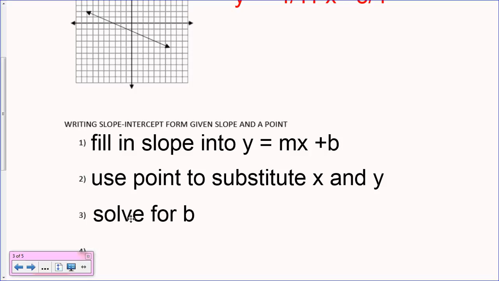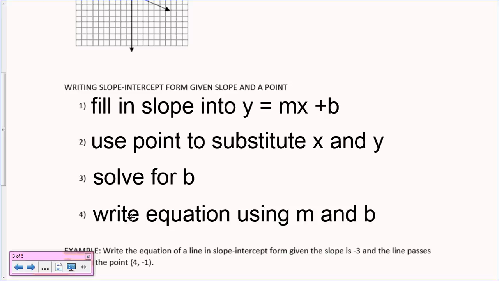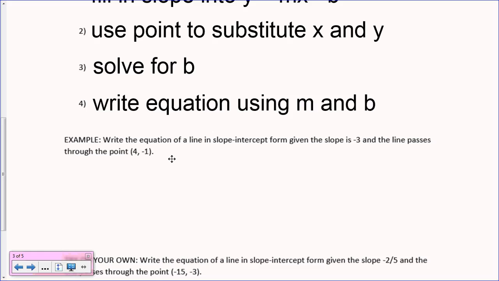Once we have b, remember all we need is m and b, we're going to actually write the equation using the m that we have, our slope, and the b that we have found, our y-intercept. So here's an example.